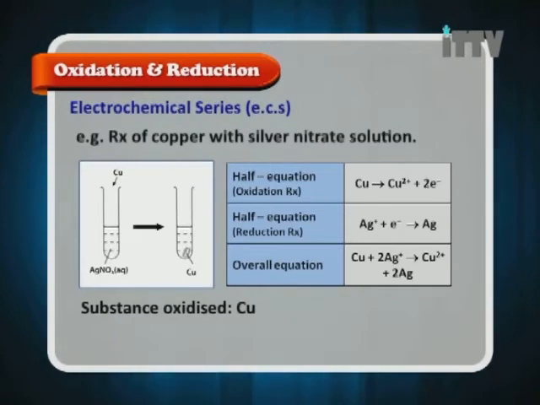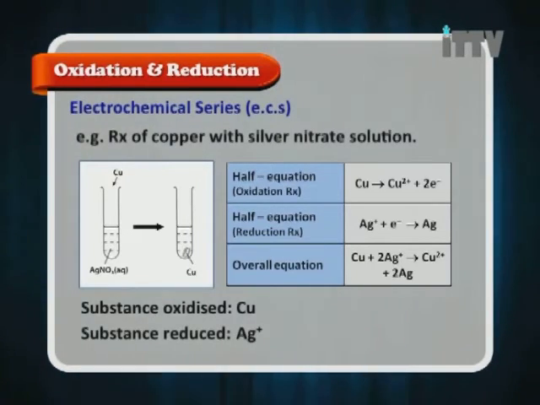In the oxidation half equation, copper actually has been oxidized to copper 2+ and 2 electrons. The reduction half equation would be silver ion has accepted an electron to become silver metal. So the overall equation would be that copper reacts with 2 moles of silver ions to produce copper 2+ as well as 2 moles of silver atoms. So it can be observed that the substance oxidized will be copper, while the substance reduced will be silver ion.